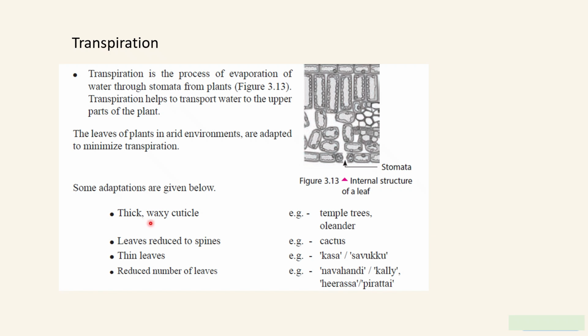Thick waxy cuticle. Example temple trees, oleander. Leaves reduced to spines. Example cactus. Thin leaves. Example kasa. Reduced number of leaves. Navahandi, Hirasa.